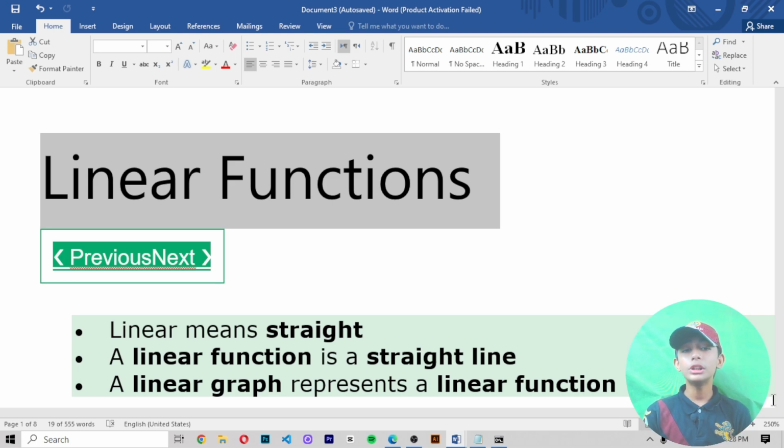If you don't know what a linear function is, watch this video one more time from start to end, then your whole concept will be clear about what a linear function is in machine learning.